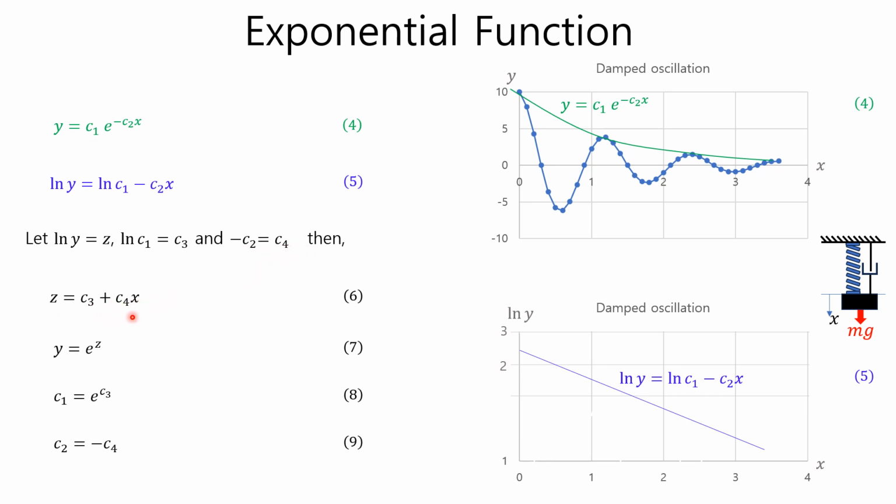If natural logarithm y is expressed in a logarithmic scale on the vertical axis, equation 5 can be expressed as a linear straight line, as shown in the lower right figure. Since equation 6 is in linear form, the least squares method can be applied. Apply the least squares method to find z, c3, and c4, and then, from these values, we can calculate y, c1, and c2, as shown in equation 7, equation 8, and equation 9.